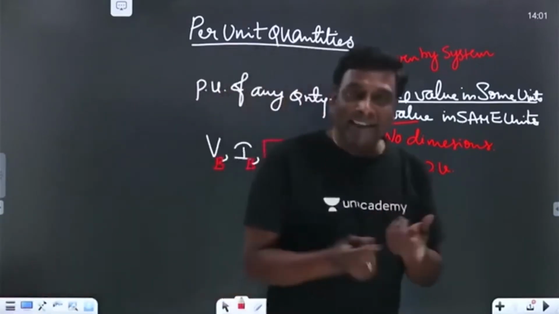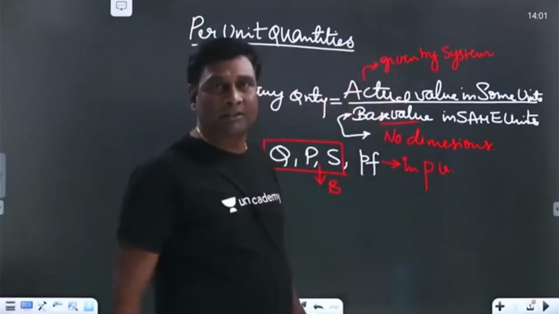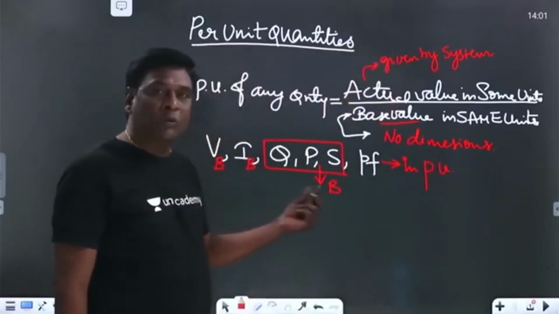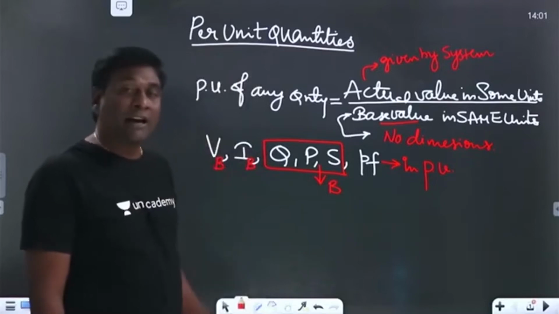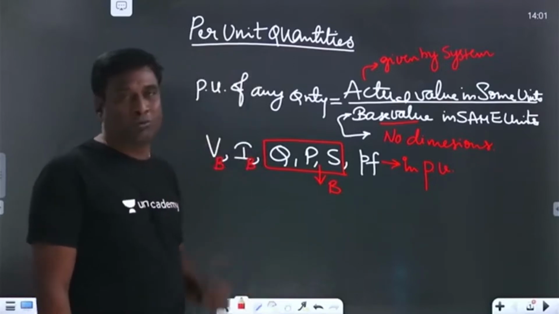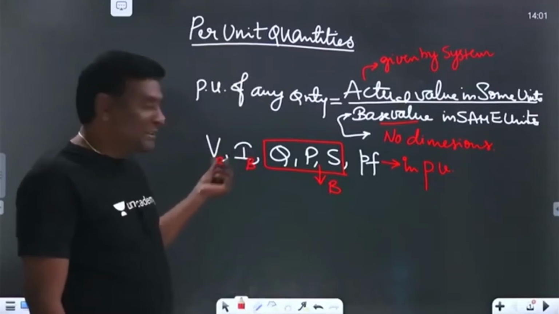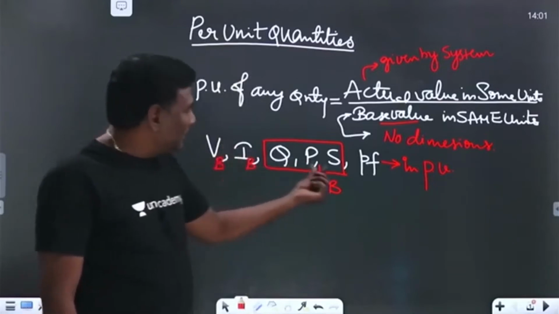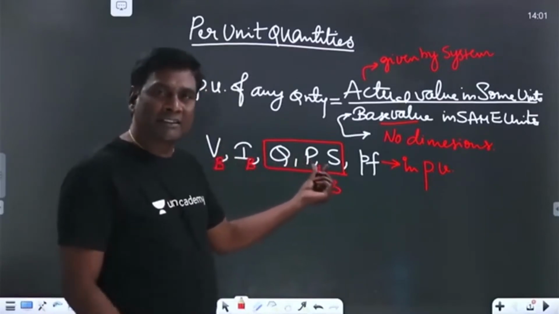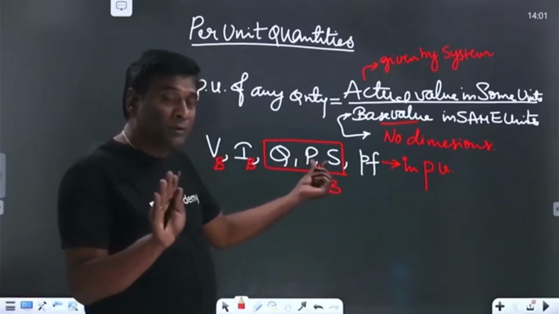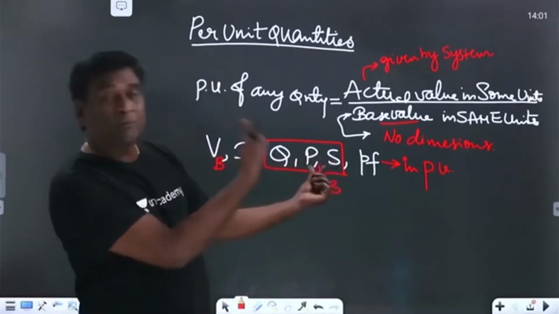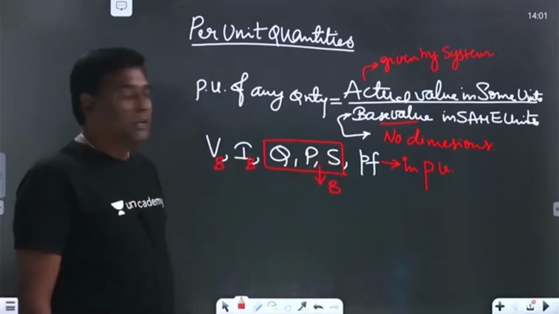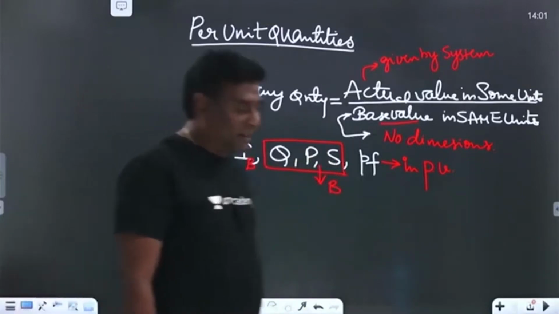Okay, so that interlinking mechanism should not be disturbed. Out of these three, only two should be taken as references or as basis, and the third one should be derived from those two. For example, if I take voltage base and current base, then S base should not be taken separately. If I take V base and I base, then S base should be written in terms of V base and I base. So out of these three, only two bases have to be taken.